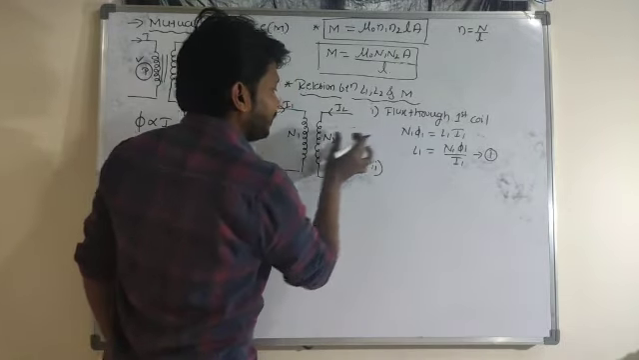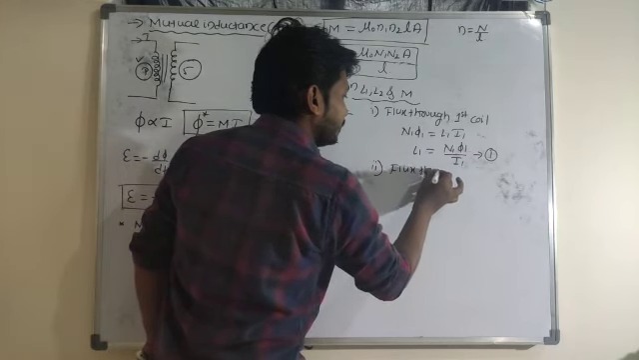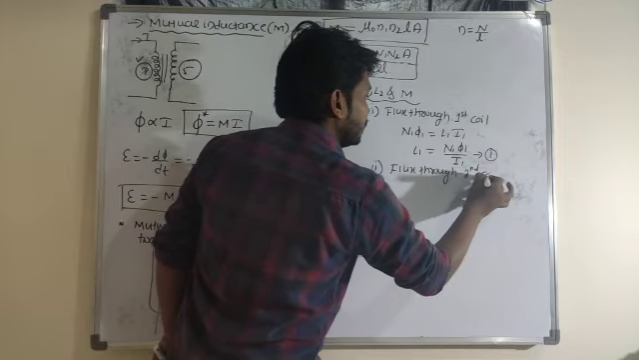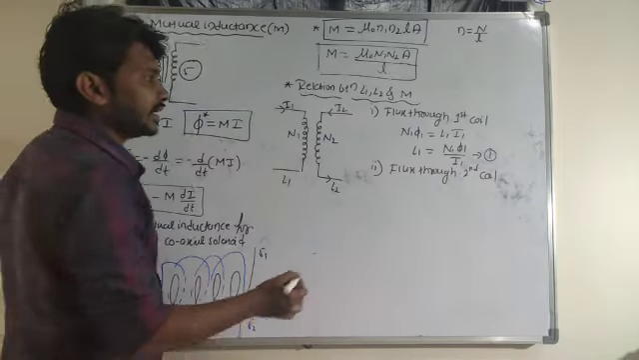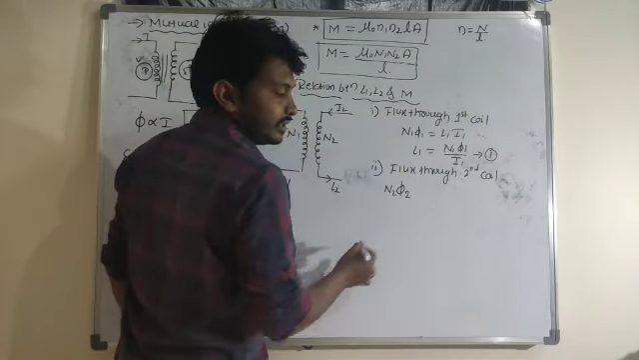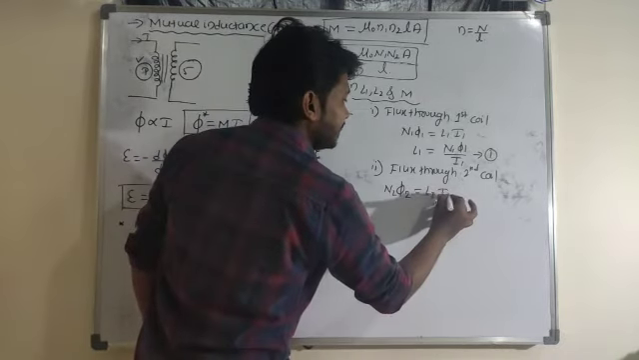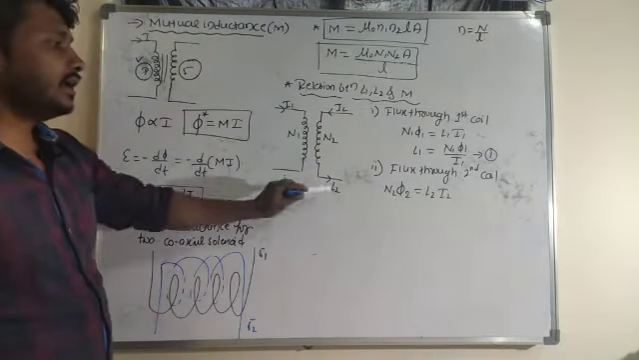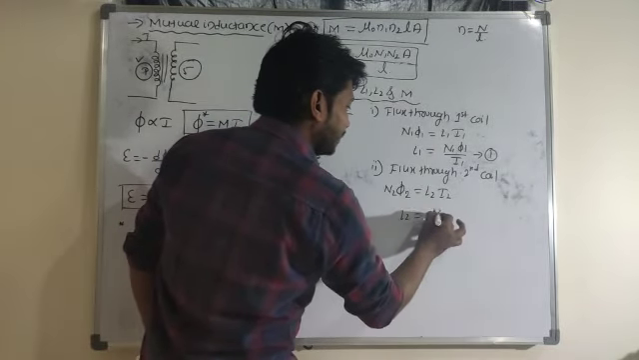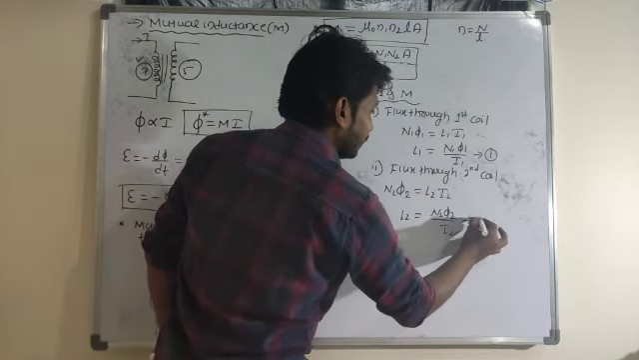Similarly, I can consider the flux through the second coil. So flux through the second coil is phi 2. In that second coil the number of turns is N2, L2 is the self inductance, and it has current I2 here. Then L2 is equal to N2 into phi 2 divided by I2.